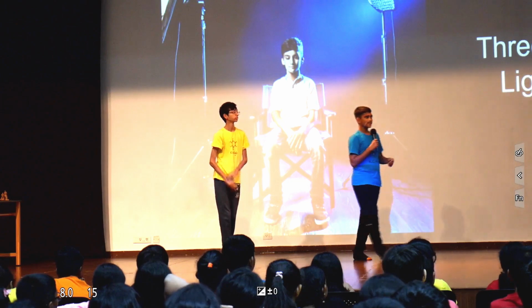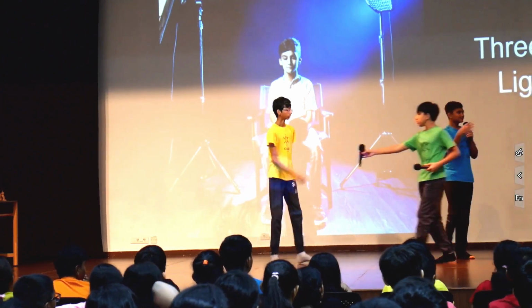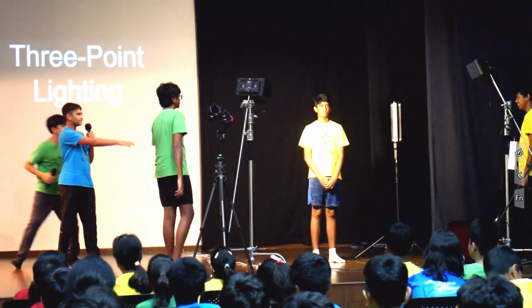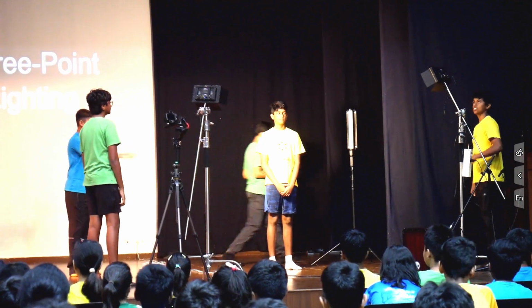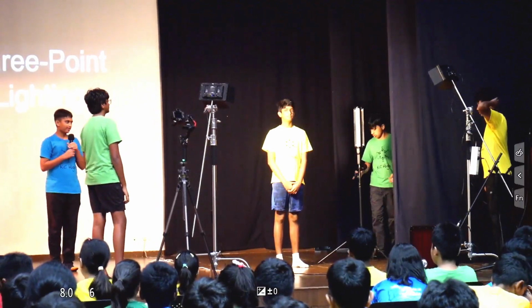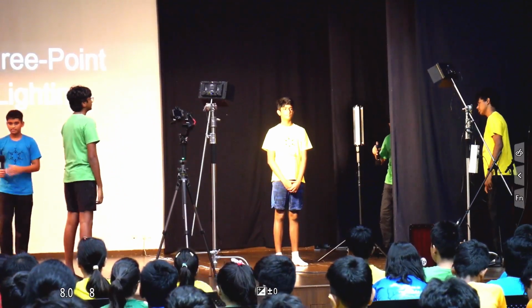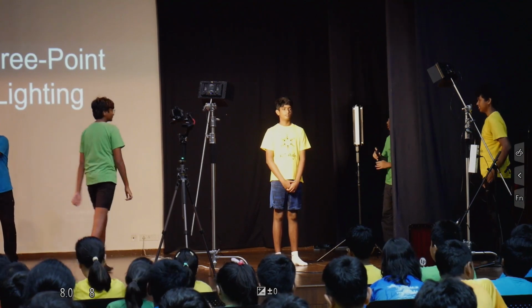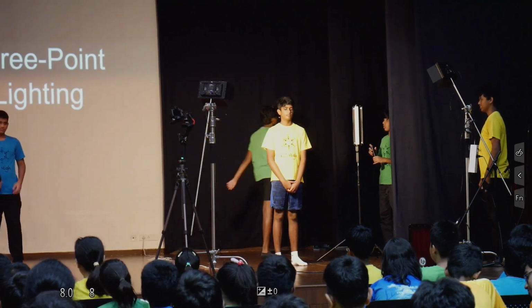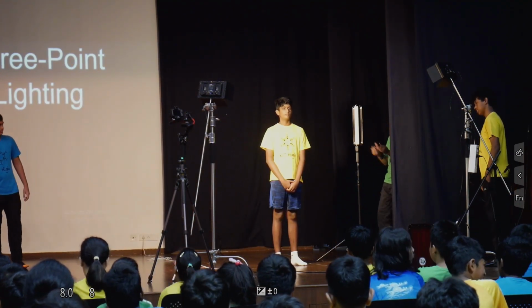So first up, let's set up the key light. The key light is the main light, and it is set up on one side of the person's face and creates shadows on the other. It helps create a dramatic effect on the subject. But sometimes the shadows can be too strong. That's where the fill light comes in.